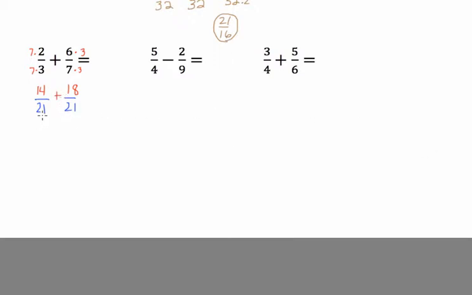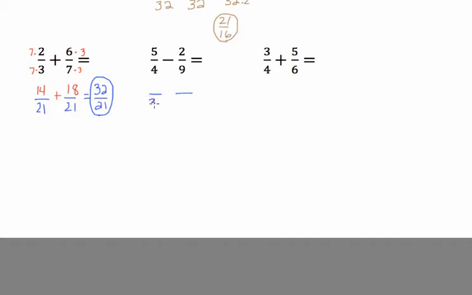Notice that if I were to reduce 14 21sts, I would get 2/3. If I reduced 18 21sts, I would get 6/7. They're the same fractions. They're equivalent. We're just getting a common denominator so that we can add. Next, tops only. 14 plus 18. Check for reducing. That does not reduce. There's your answer.